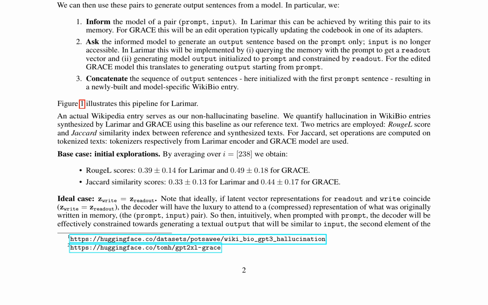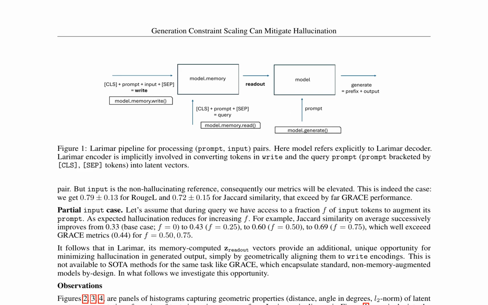The ideal case, where the latent vector representations for readout and write coincide, is also discussed, highlighting the potential for the decoder to attend to a compressed representation of what was originally written in memory. Larimar, a novel model, is introduced to mitigate hallucination in generated text by leveraging its memory to align input and output vectors. The paper demonstrates that Larimar's memory-computed readout vectors provide an opportunity for minimizing hallucination in generated output, simply by geometrically aligning them to the right encodings.